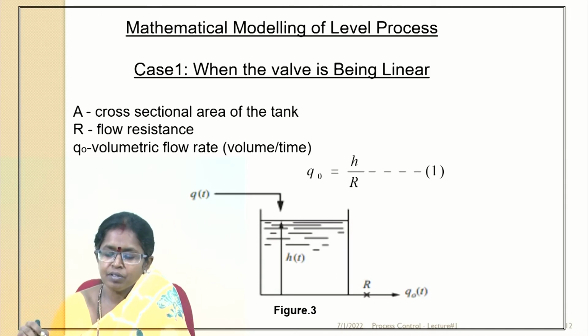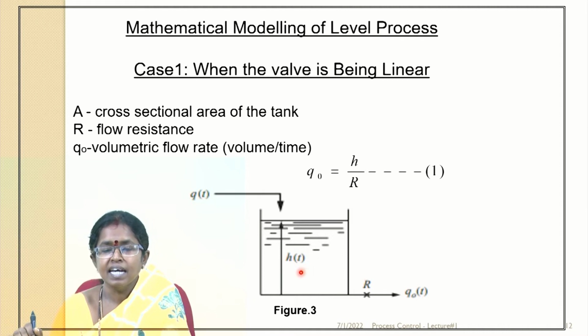Now I am going to obtain the mathematical model of this single tank process, a single input, single output process. The manipulated variable is the inlet flow rate in the tank, and the process variable is the level in the tank, right? So I am going to obtain the transfer function. What is meant by transfer function? The Laplace transform of the output variable, that is the process variable, level in the tank H of t, to the Laplace transform of the input variable, that is your manipulated variable, the inlet flow rate in the tank.